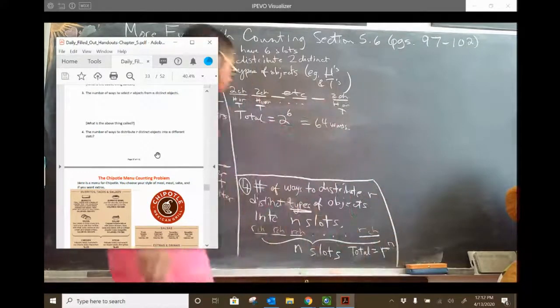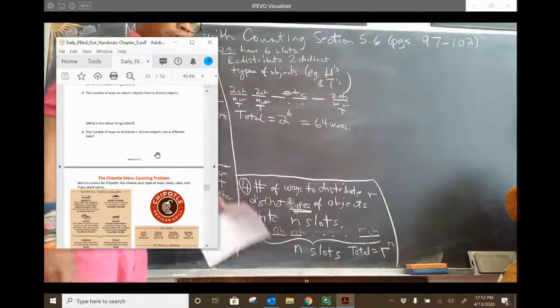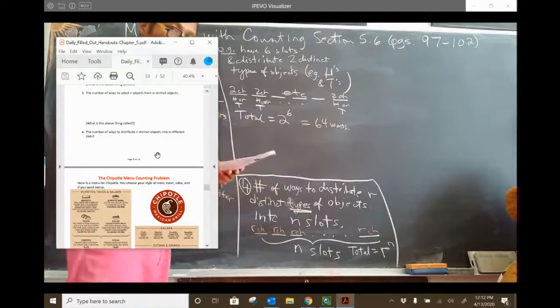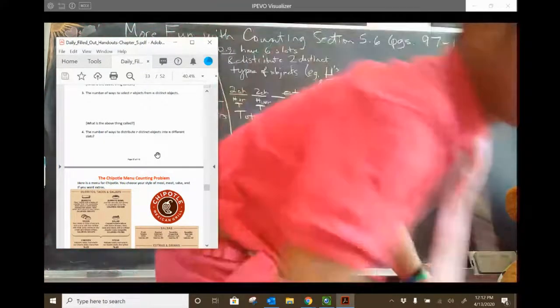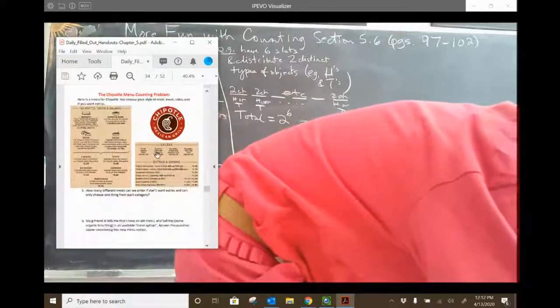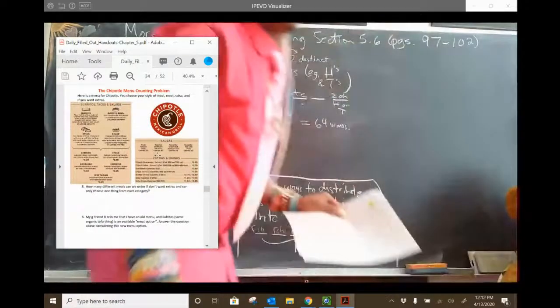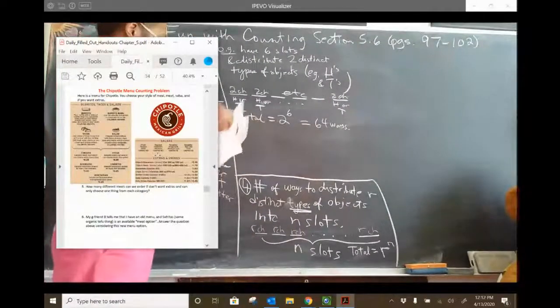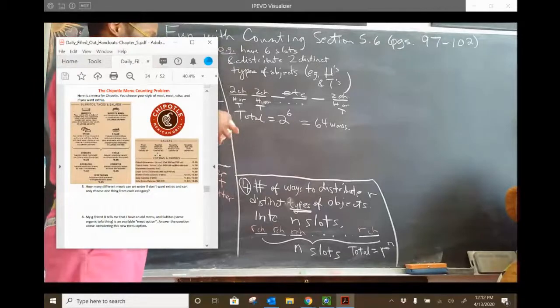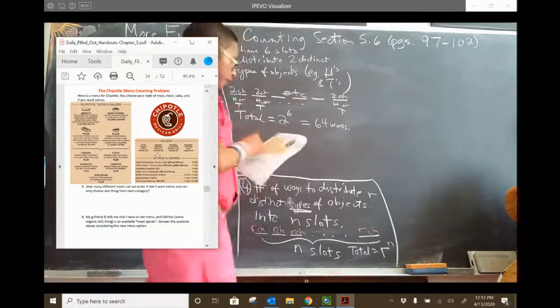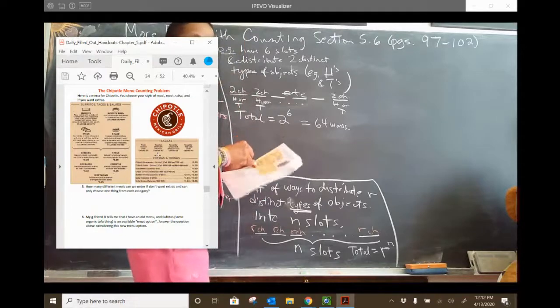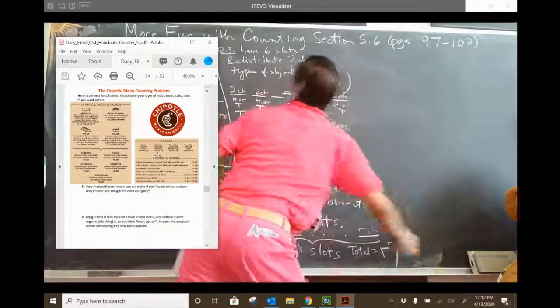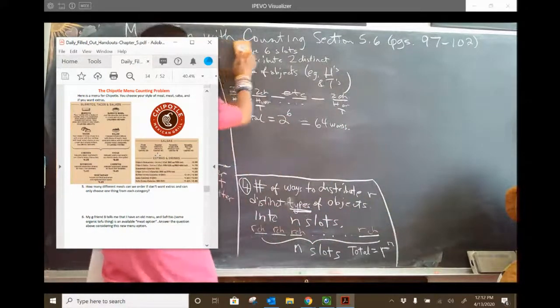Okay. So these are the 4 formulas that we're going to constantly be using. Now let's look at this Chipotle. It's a counting problem. And we have a menu for Chipotle. You can choose your style of meal, your meat, salsa, and if you want some extras. So maybe I'll erase this example here.